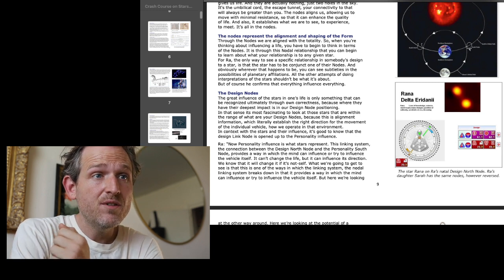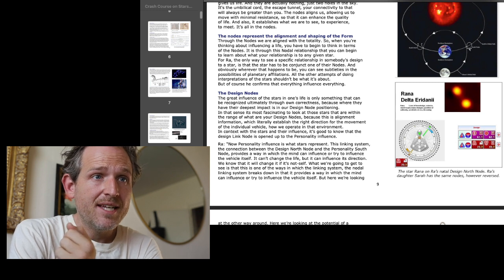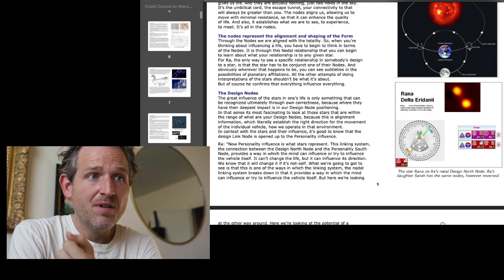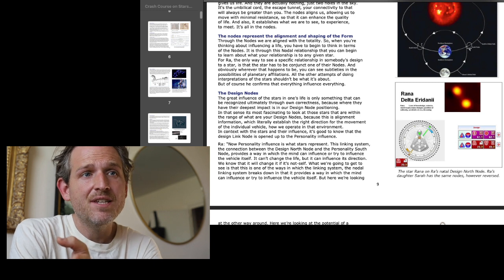For Ra, the only way to see a specific relationship in someone's design to a star is that the star has to be conjunct one of their nodes. And obviously, wherever that happens to be, you can see the subtleties and the possibilities of planetary affiliations. All other attempts of doing interpretations of the stars shouldn't be what it's about. But of course, he confirms that everything influences everything.